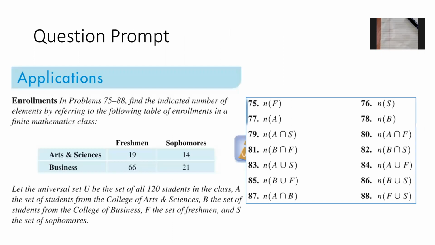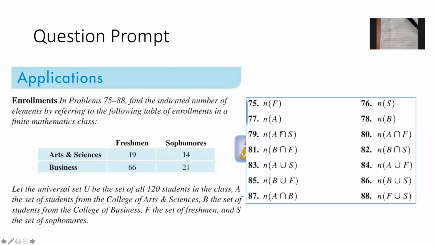So to begin with, I just wanted to give you a question prompt to make you think about what we're going to be doing in this section. These are some of the problems from question 75 through 88. You'll find out that basically this notation means the number of whatever set you're talking about. In this case, it is the number of freshmen. So you'd actually end up summing up both of these and you get the number of freshmen. That's what that set would mean.